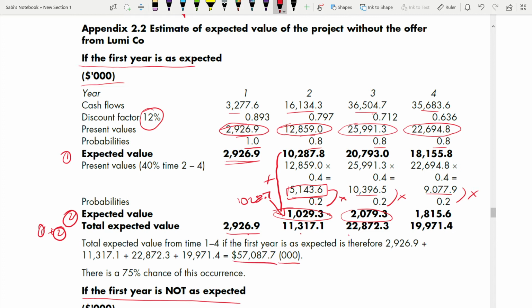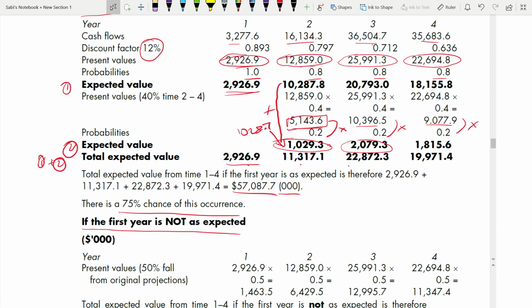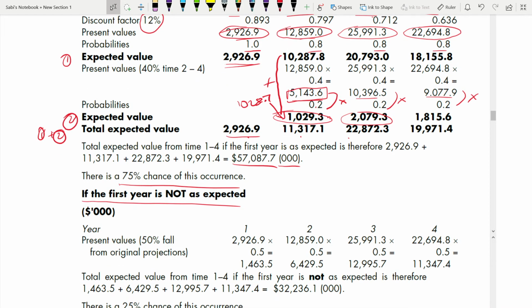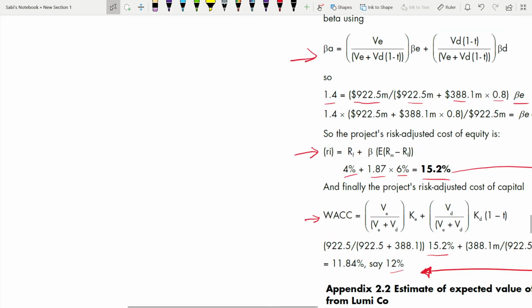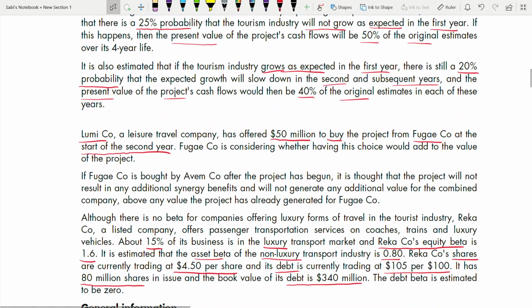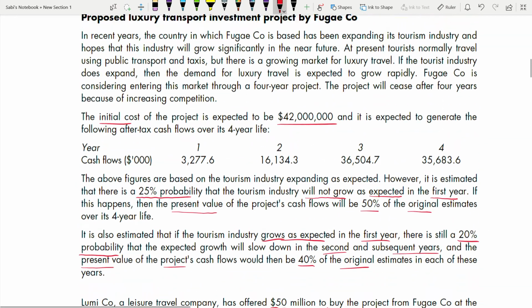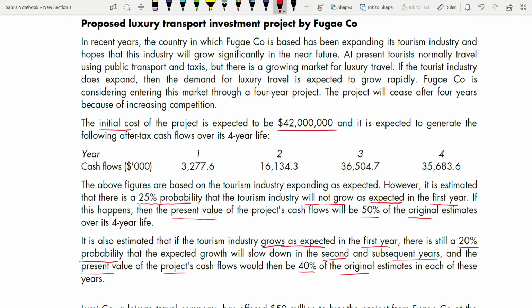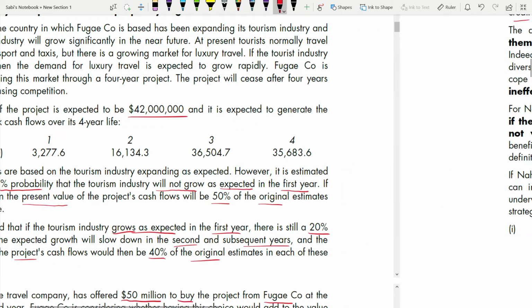There's a 75% chance of this occurrence. 25% it will not occur as expected in year 1. That means as expected in the first year is 75%, the balance being 25%. So if the first year is not as expected, present value, let us go there also. The above figures are based on tourism industry expansion. Now it is estimated that there is a 25% probability the tourism industry will not grow. So it will grow means 75%. If as expected in the first year this happens, then the present value of the British cash flow will be 50% of the original estimate. 50%.